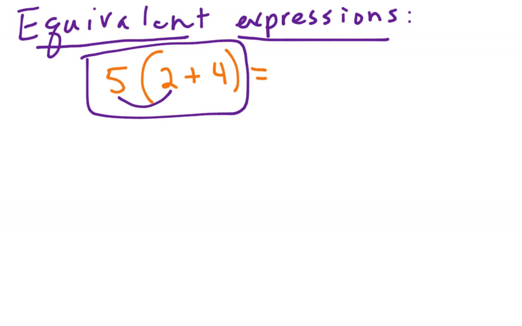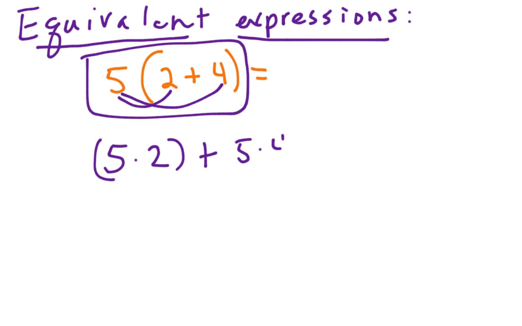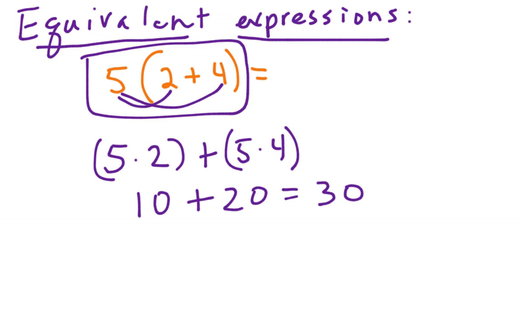Actually, you know what? I'm going to write all the steps. So I'm going to do 5 times 2, and then my plus sign remains. I'm going to add 5 times 4. Then I'm going to simplify. So I've rewritten the expression as an equivalent expression. It looks different, but it's still the same value as the original expression. So every time I write a new expression, that's considered an equivalent expression until I get down to the simplified value. So that's what an equivalent expression is.